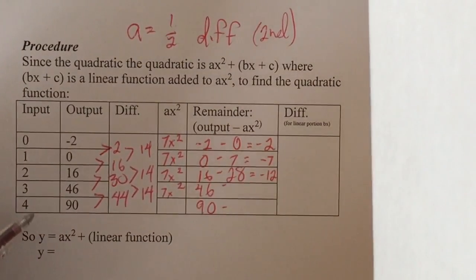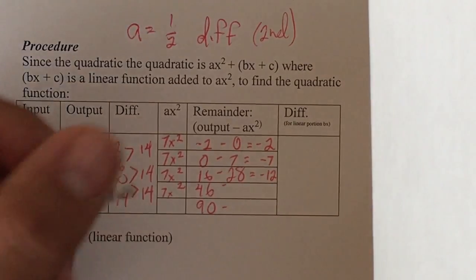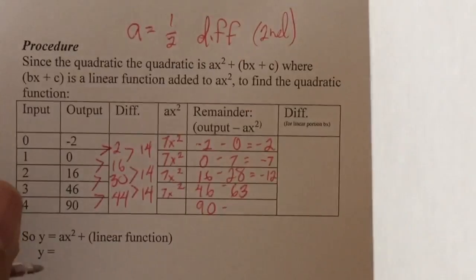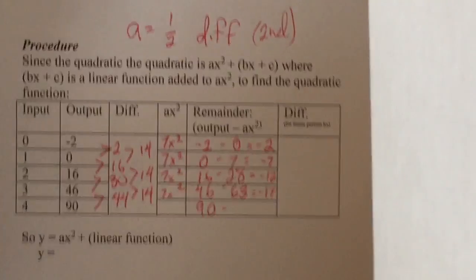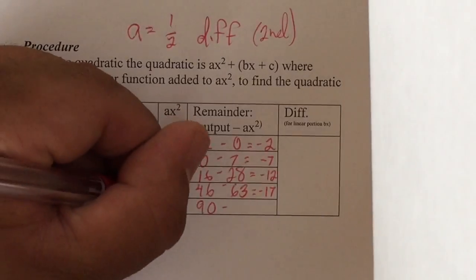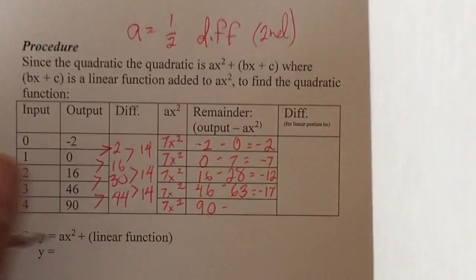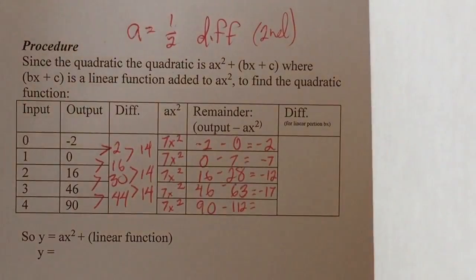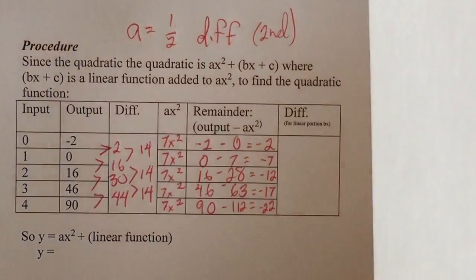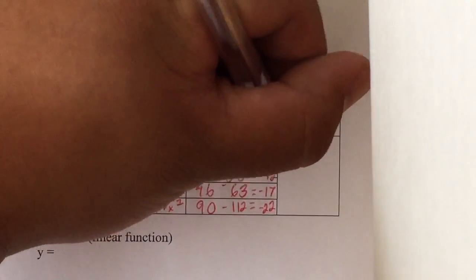And then we end up with 3 squared is 9. 9 times 7 is 63. And 46 minus 63 is -17. And 4, forgot to write this one there, 4 squared is 16 times 7 equals 112. And then 90 minus 112 is -22. So once we find those terms, we'll go ahead and find the differences here.